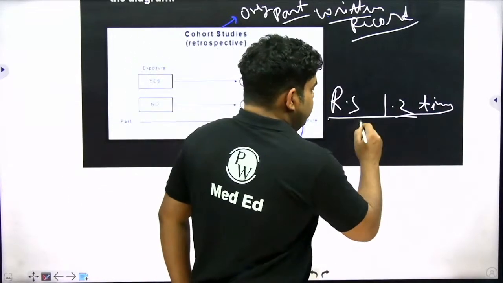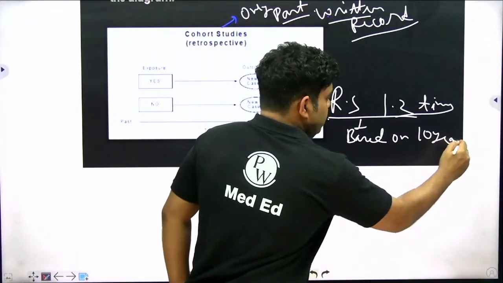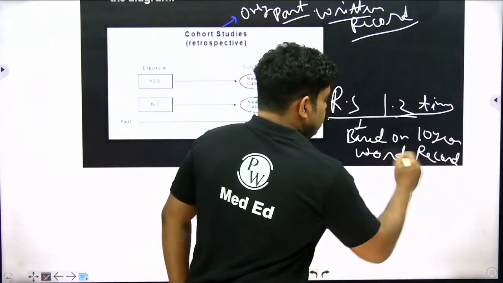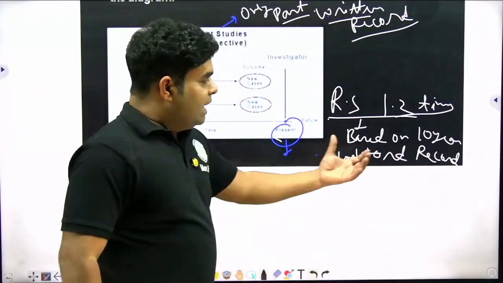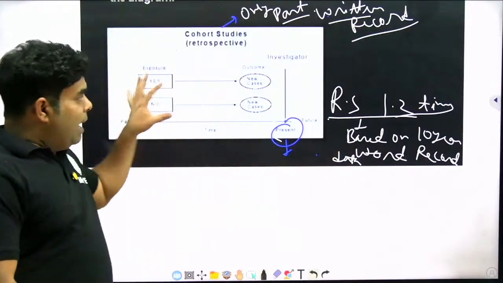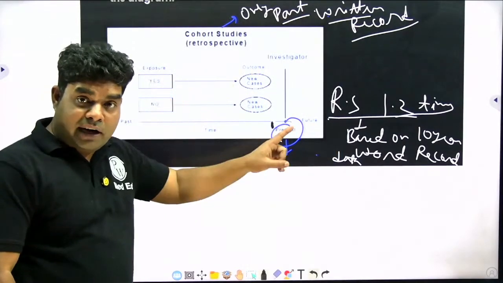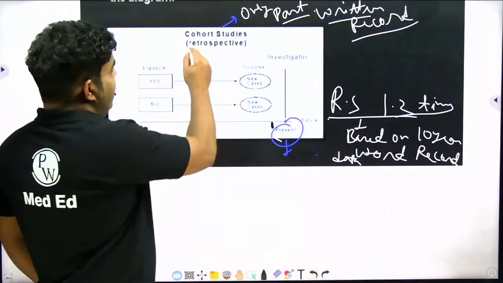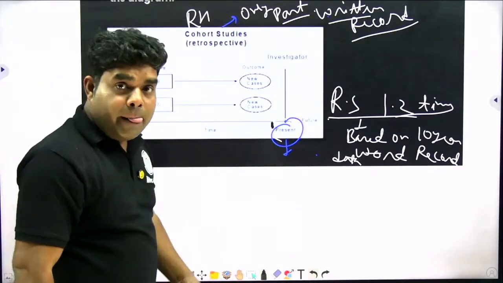What is this based on? Based on 10-year work record data. So if someone said that based on 10-year work record data, there is more chance of cancer in radiology staff, this 10-year data is from the past. They started a study now, but they are using the data of the past, written data. So this is retrospective or historical cohort. You can use the word RH, retrospective and historical, where we start now, but the two groups are in the past.